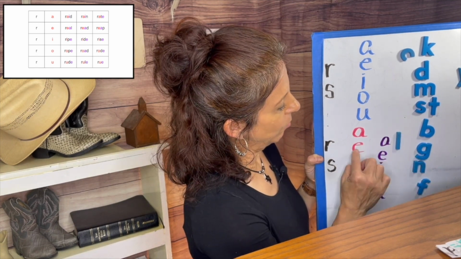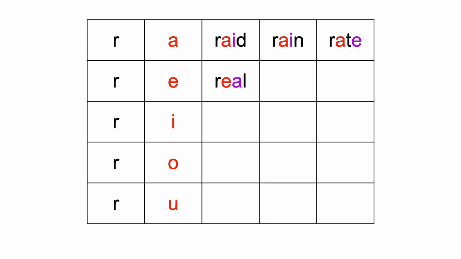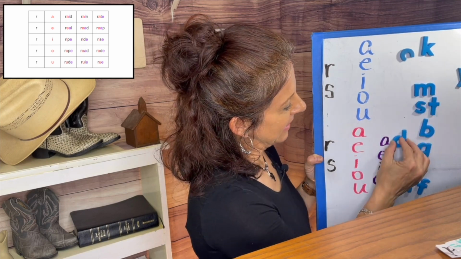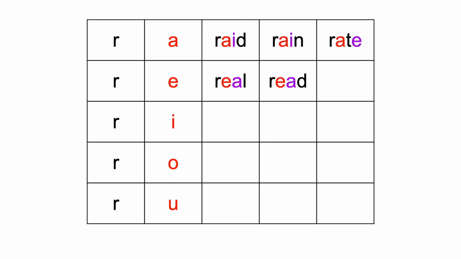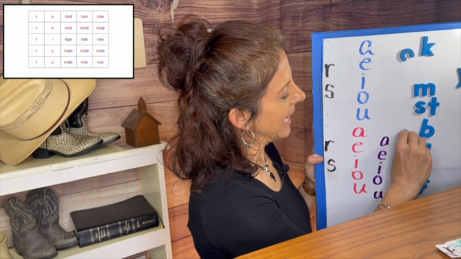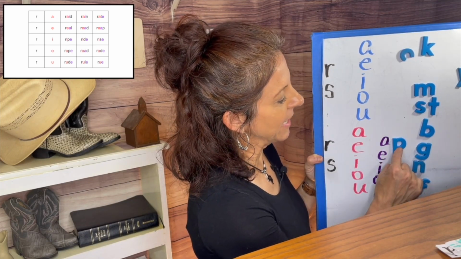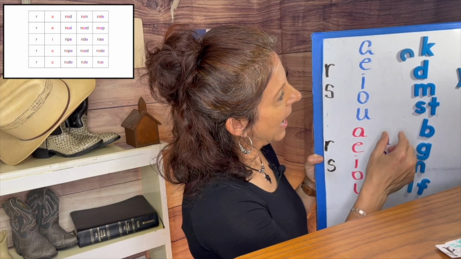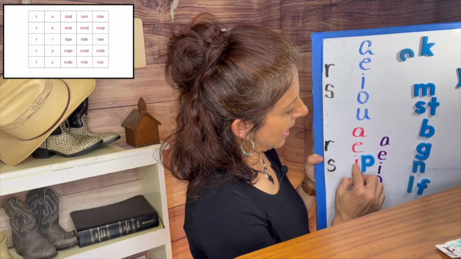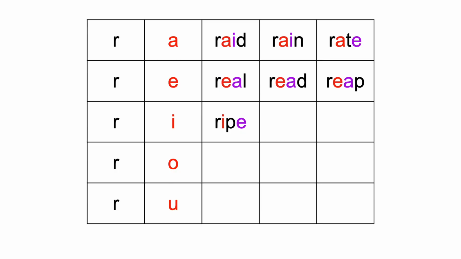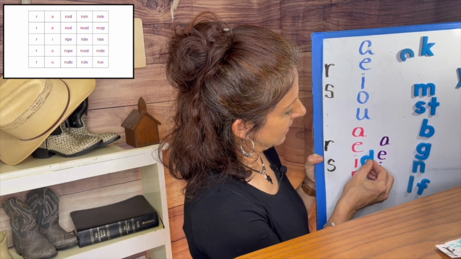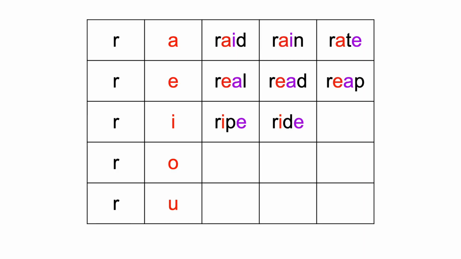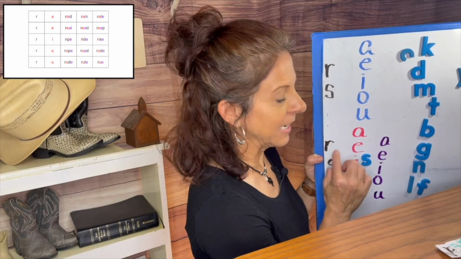R-e-l, real. R-e-a-l. R-e-d, r-e-a-d, read. R-e-p, r-e-a-p, reap. R-I-P-E. Ripe. Ride. R-I-D-E. Ride. Rise. R-I-S-E. Rise.